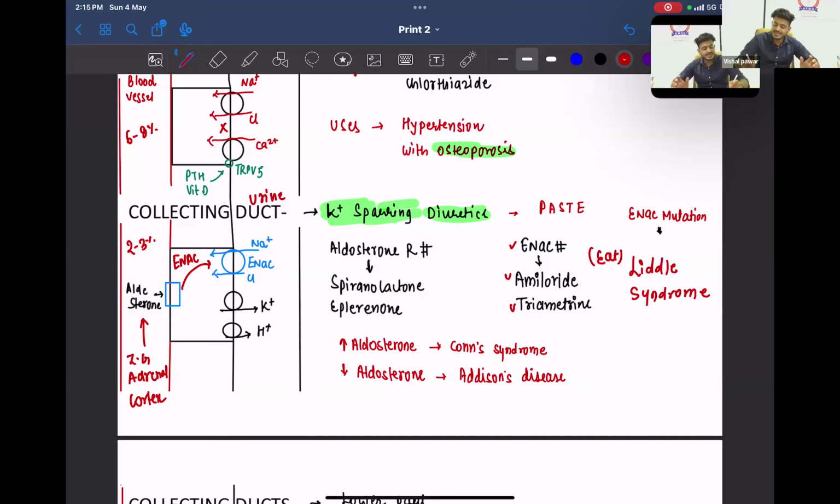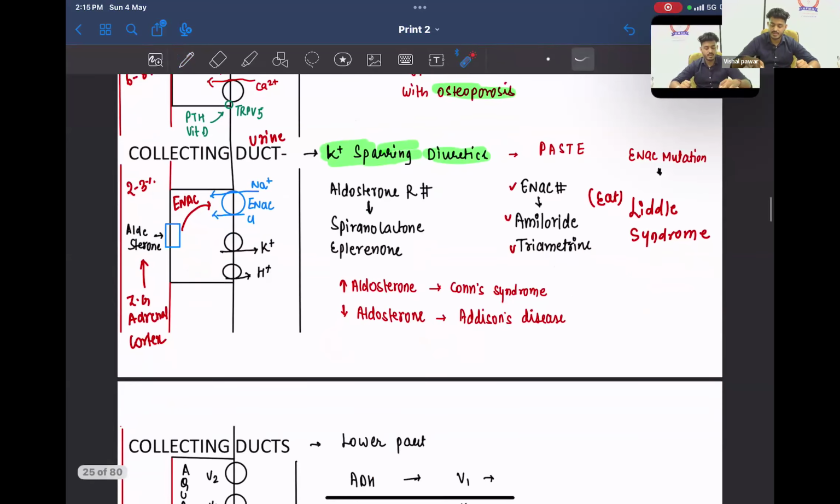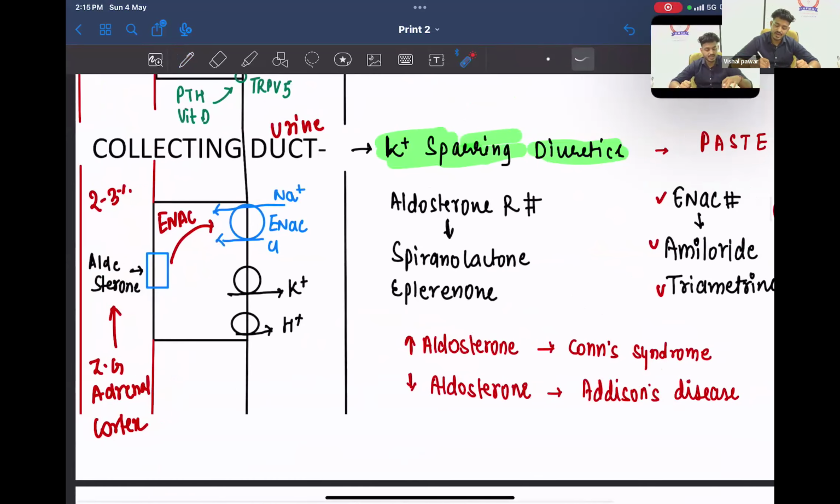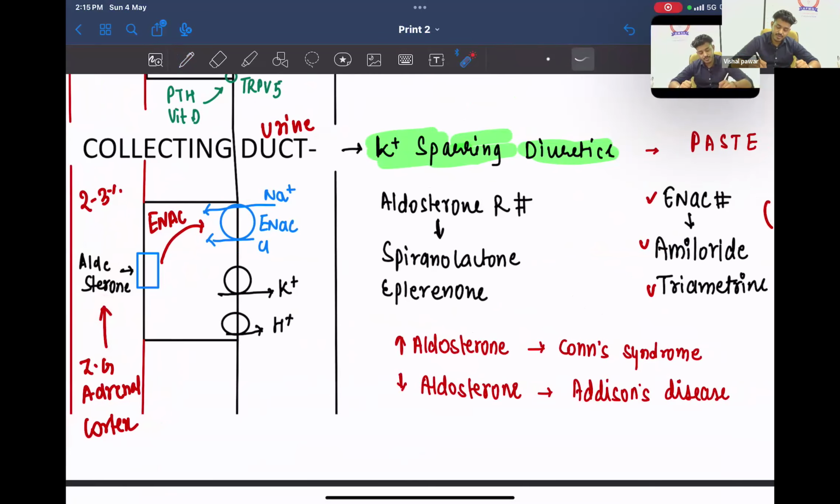If you are having an excess of aldosterone, what will happen? Just try to understand. More aldosterone means it will be making which more channel? Let me see if you understand or not. If you are having more aldosterone, what is going to happen? You will be having more sodium channels. More sodium channels means more sodium is going to come inside.